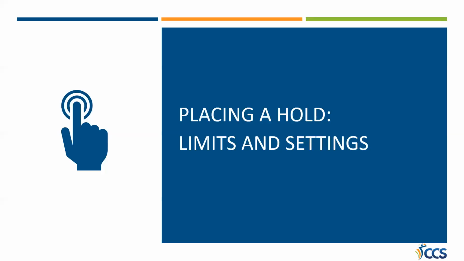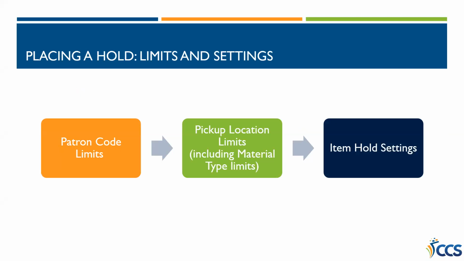The first thing we're going to look at is what happens when you're placing a request. How does Polaris determine if a request can be placed? Essentially, Polaris goes through a series of questions or things it looks at when it places a hold. These are things like patron code limits, pickup location limits, including material type limits, and item settings.